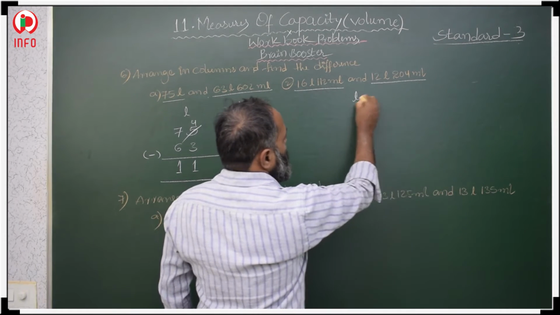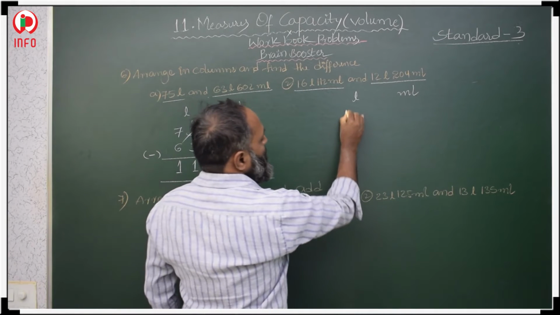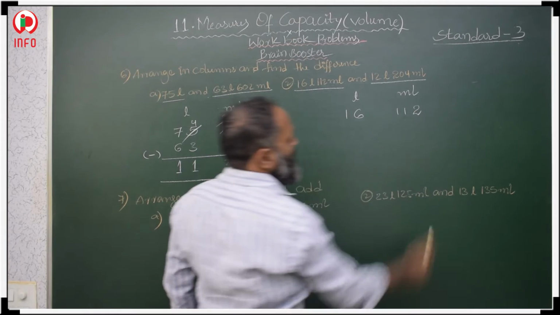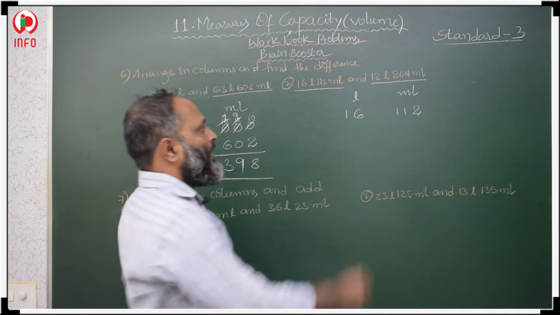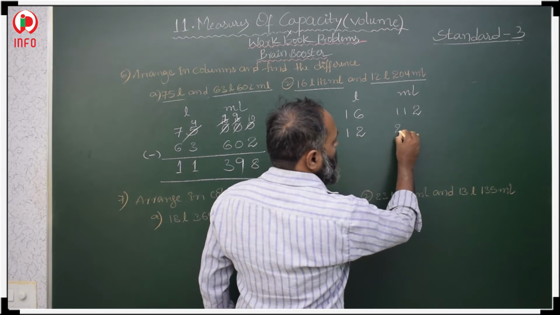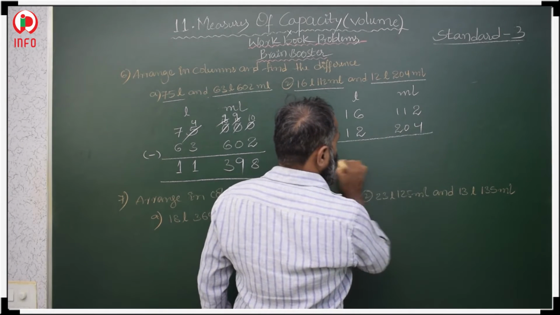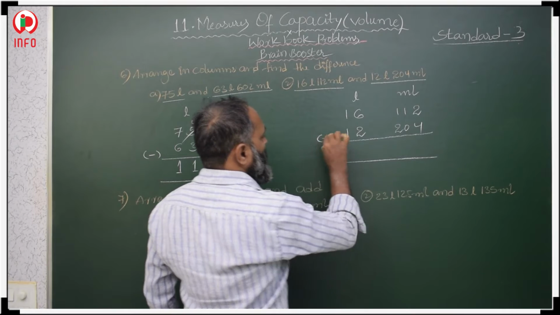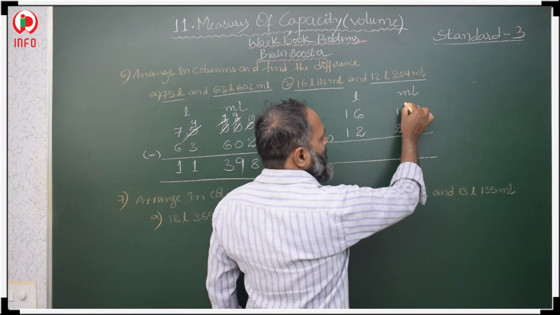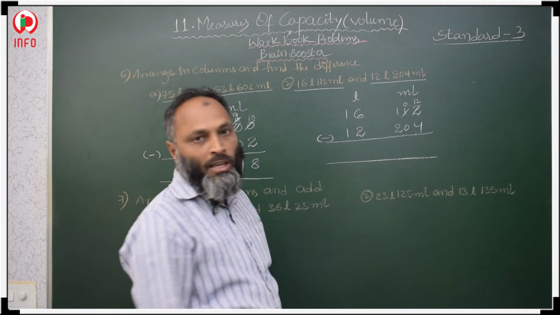Now the second one, this is the first quantity, this is the second quantity. First you arrange in columns, liters and milliliters. First 16 liters 112 milliliters. Then second quantity 12 liters 204 milliliters. Now we have to find the difference. So take borrow from here, you will get 0 here, here you will get 12. 12 minus 4 is 8.